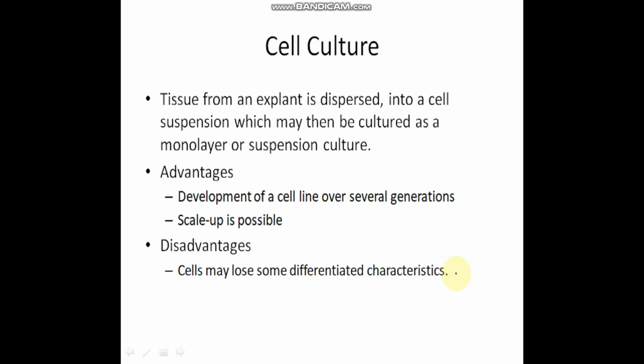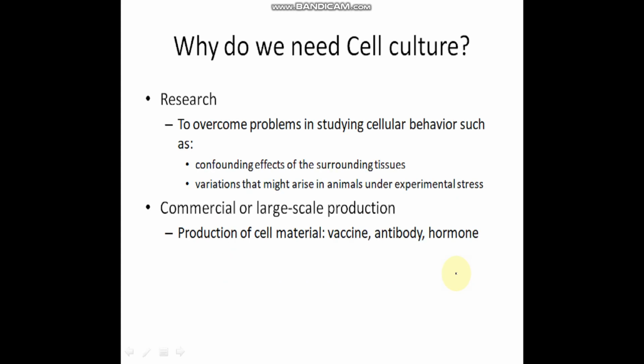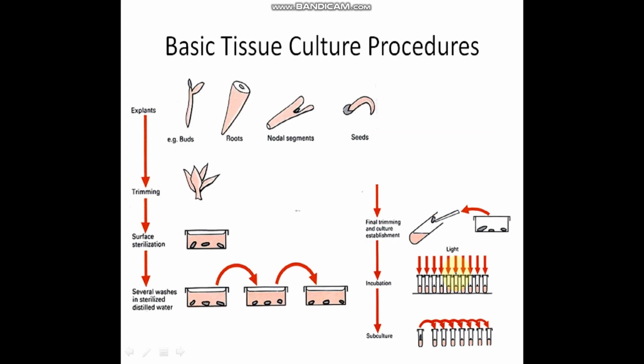Okay, so cell culture: basically a tissue from an explant that is dispersed. Dispersed means separated into cell suspension, which may then be cultured as a monolayer suspension culture. But usually this one is for animal culture. We can just go past this. Why do we need cell culture? To look at cellular behavior. Okay, we're going to pass this, as this one is usually for animal. So this is for basic tissue culture procedures.